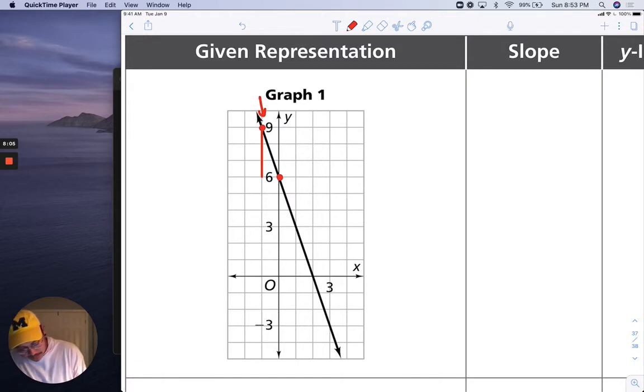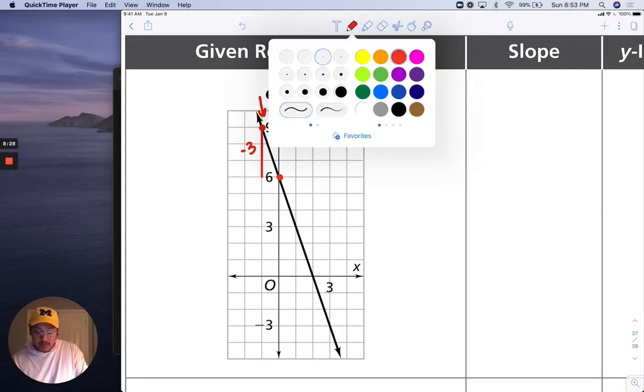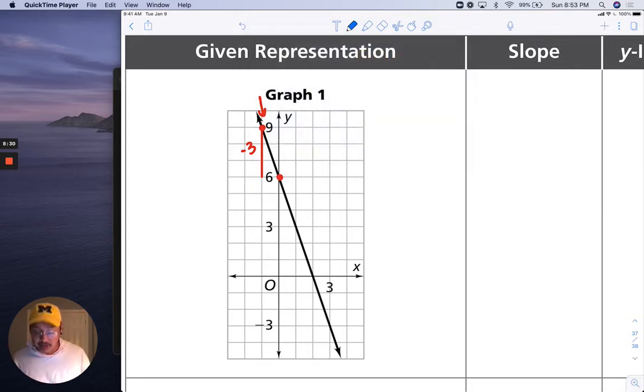So in this case, my vertical change, how many spaces did I go down from 9 to 6? Well, I went down 3 units, right? I went down 3 units from 9. That is what I'm going to describe as my vertical change, or my delta y. Now, remember, the other part of the ratio is the horizontal change. So I go from here to the point that I am looking at.